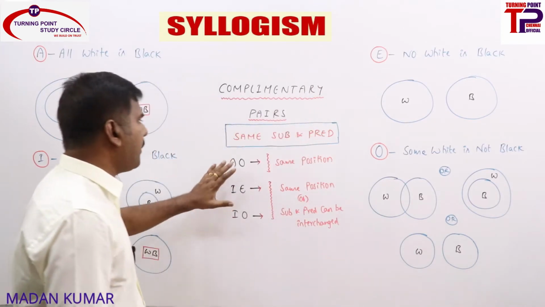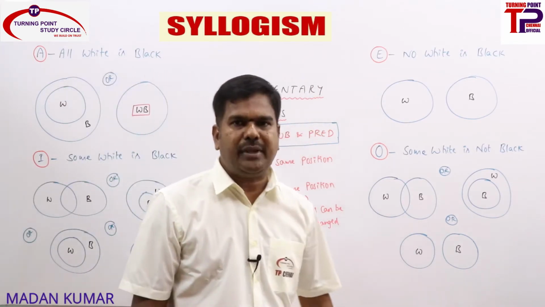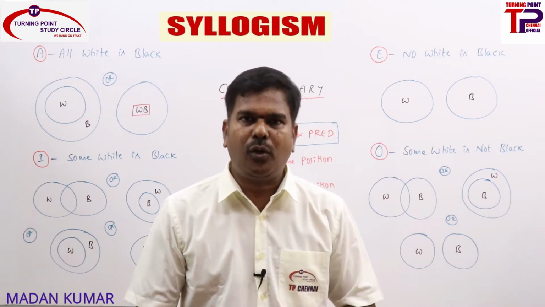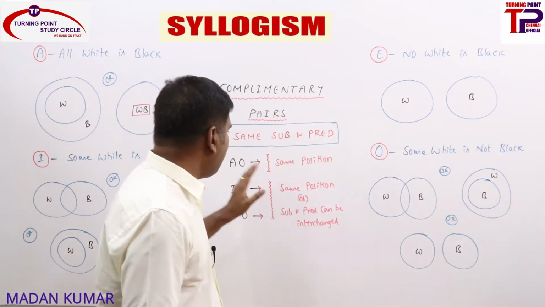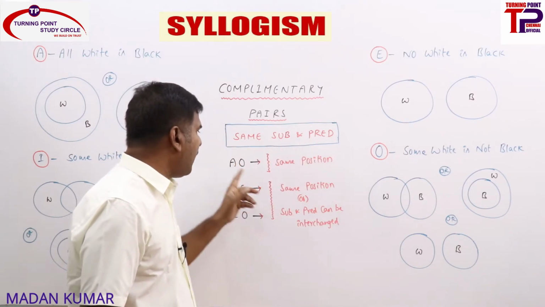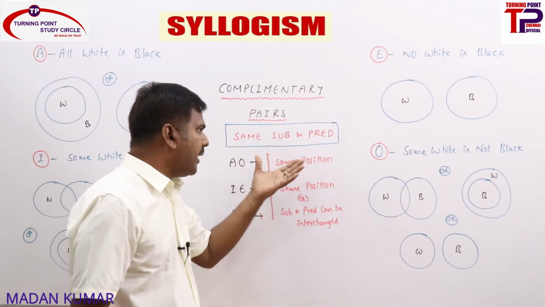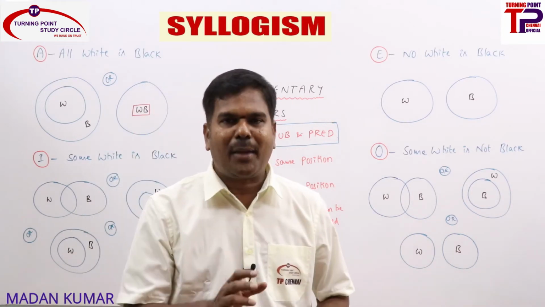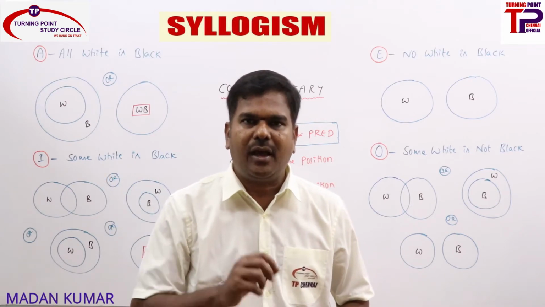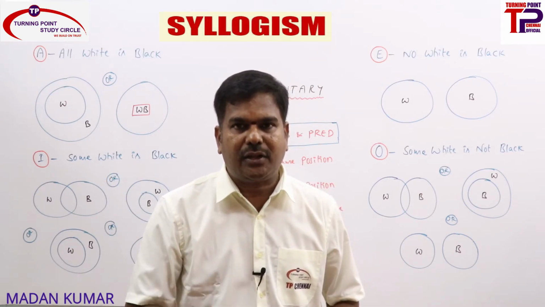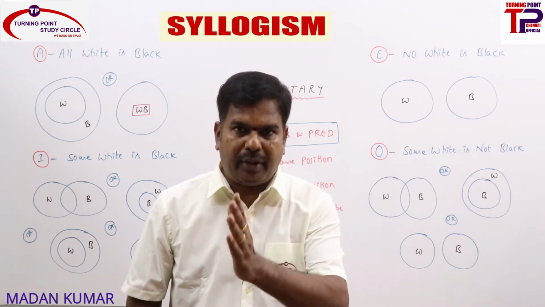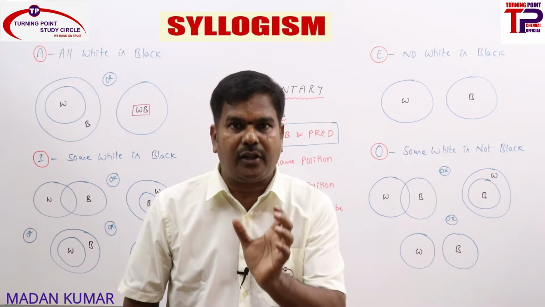Always remember, in complementary pair, subject and predicate must be same. So this one we always need to remember. For AO pair, IE pair, IO pair, I mentioned same subject and predicate. That means what happens sometimes, the subject becomes predicate in one statement, and the predicate becomes subject in the other statement. Whether we can consider those as a complementary pair? For AO pair, subject and predicate must be same. Positioning also must be same.